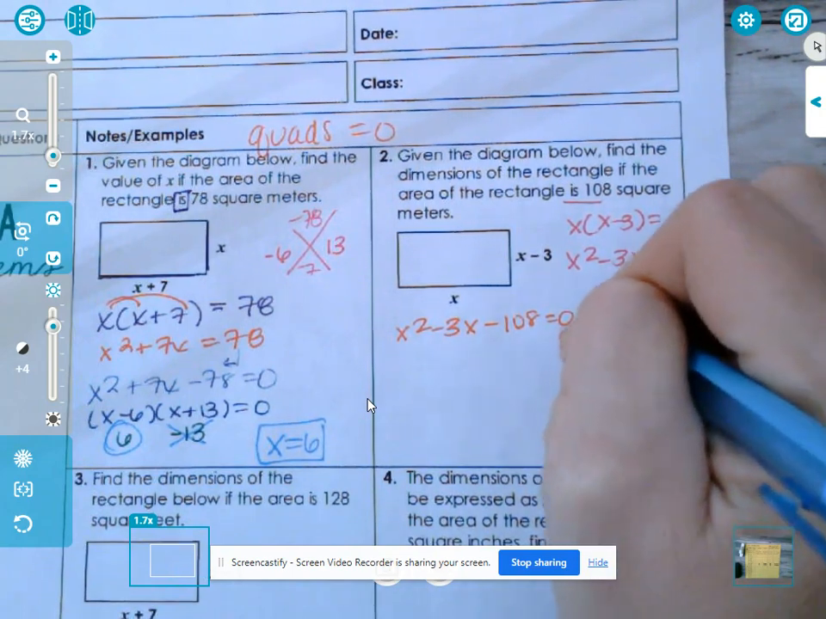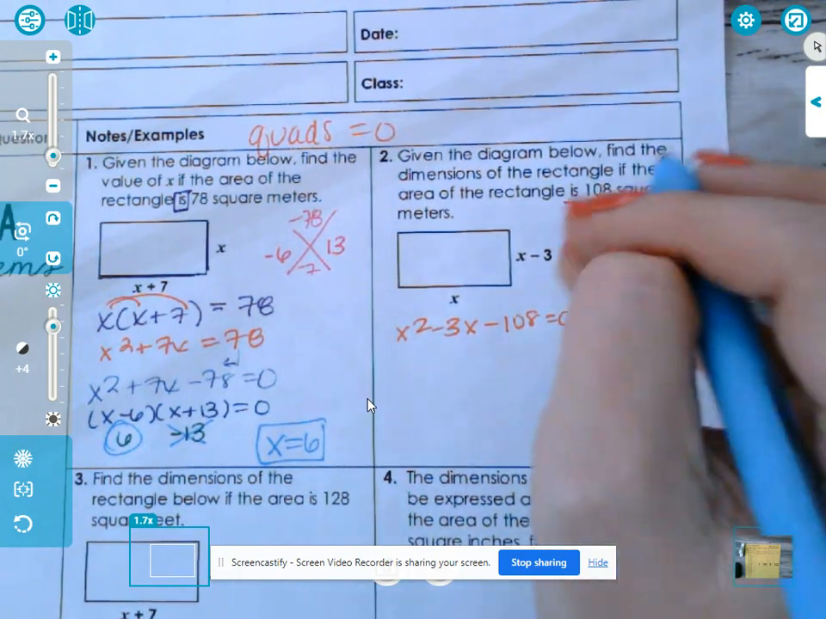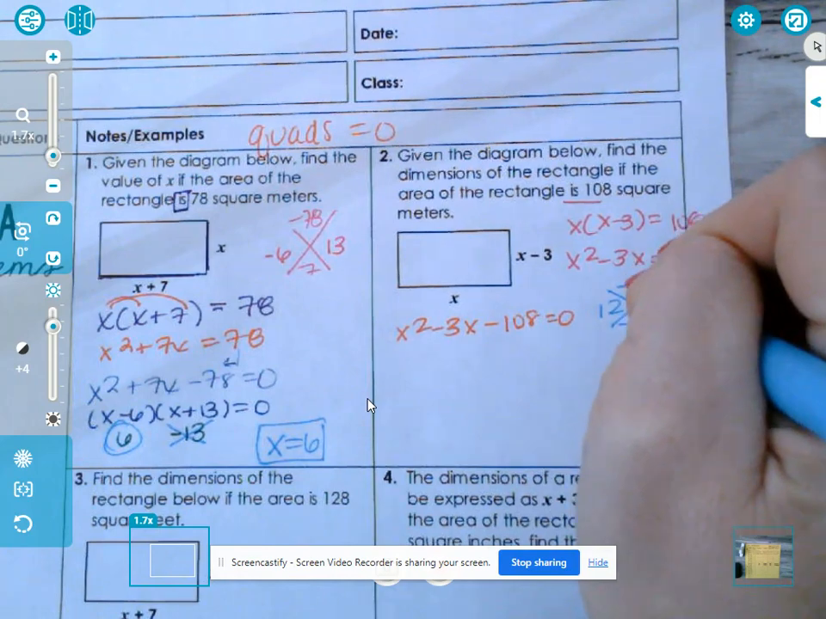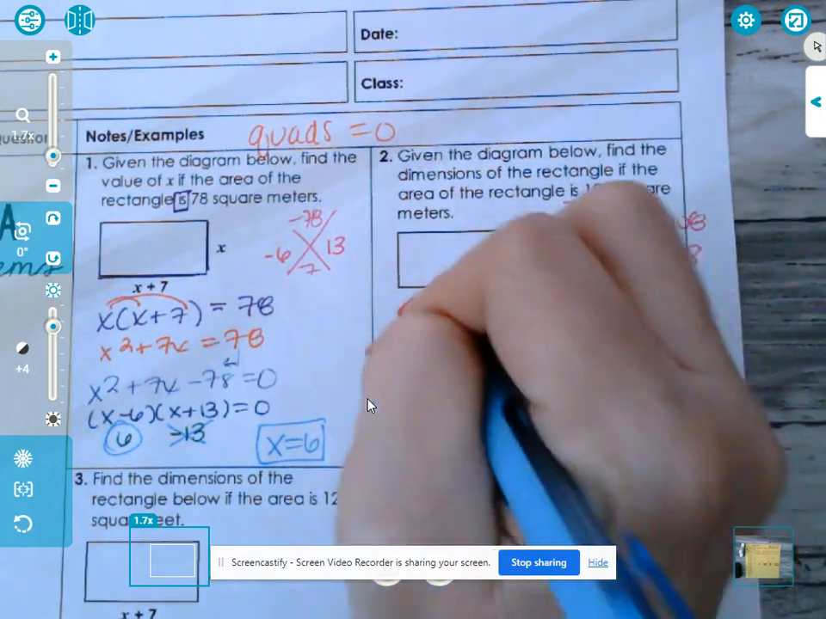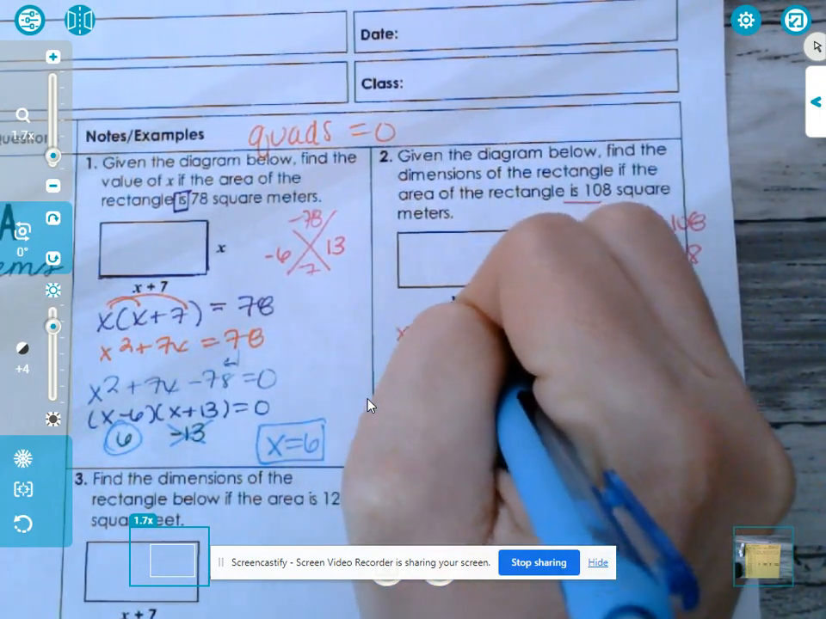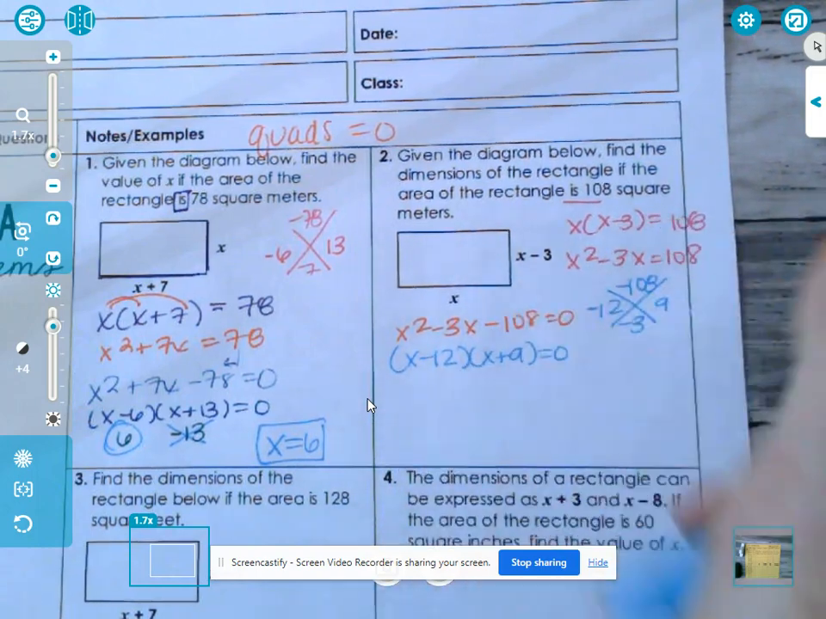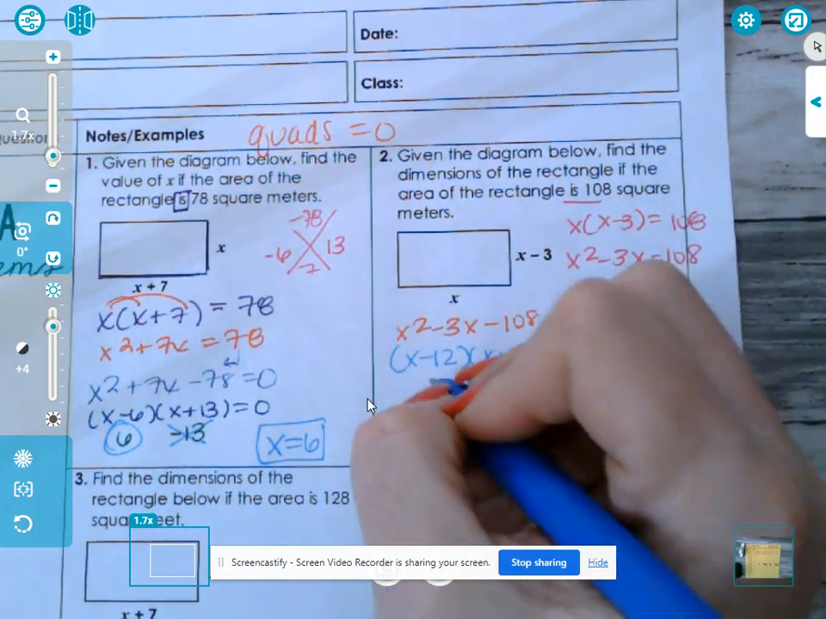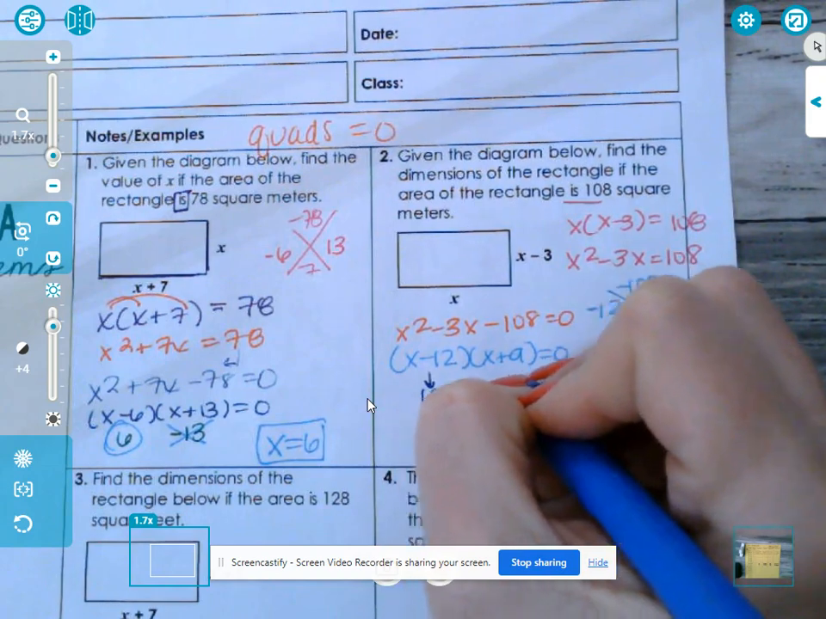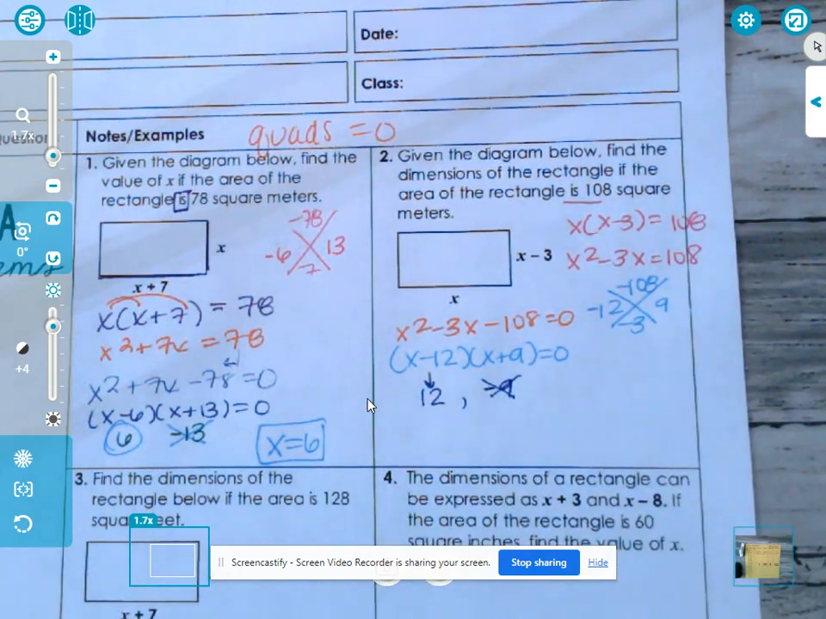Again, take your time. Some of y'all got these pretty quick in class as far as what the numbers were. So yeah, this one is in fact 12 and 9. If it's a negative 3, it's going to be a negative 12. So x minus 12, x plus 9. And so when we drop these out, our answers are 12 and negative 9.